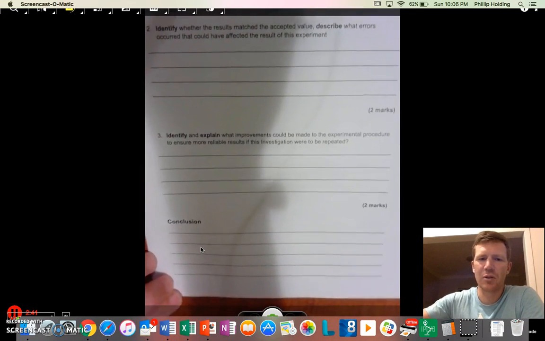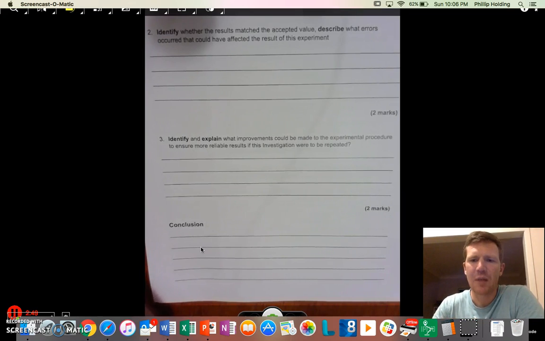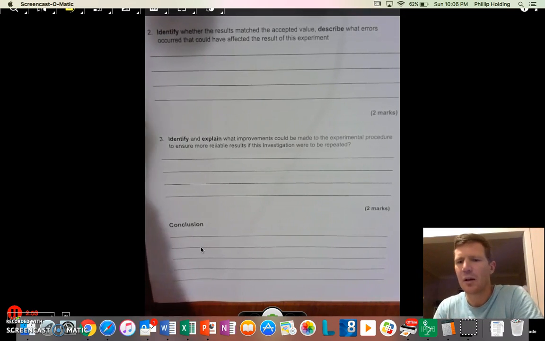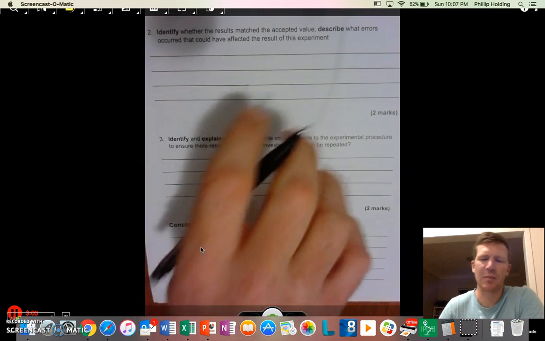Your conclusion doesn't have to be long. What did your experiment find? Restate your aim, relate it to your aim, and then summarize your findings. So the results of the experiment showed that resistor A had this, resistor B had this, and resistor C had this. This matched the accepted values, or this did not match the accepted values. Something simple like that.